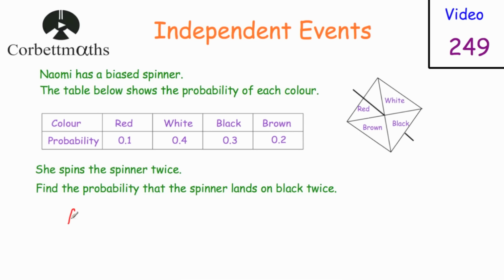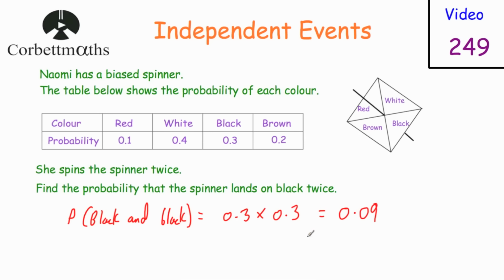So we want to find the probability of a black and a black. Now the probability that the spinner lands on black any time is 0.3. So if we imagine our branches, we're going to do black and black. So that would be 0.3 multiplied by 0.3, because that's the probability for black multiplied by the probability for black. So 0.3 multiplied by 0.3 would be 0.09, and that's it. If we wanted to find out the probability it landed on brown twice, we would do 0.2 times 0.2. If we wanted to find out the probability it lands on white twice, we would do 0.4 times 0.4, red twice, 0.1 times 0.1, and so on. Okay, and that's it. So let's have a look at our next topic.